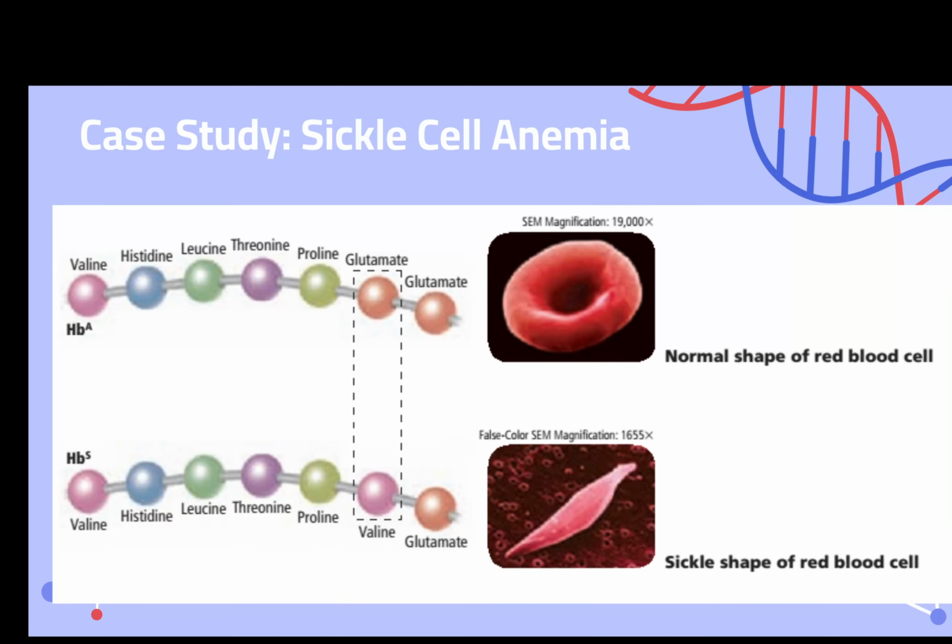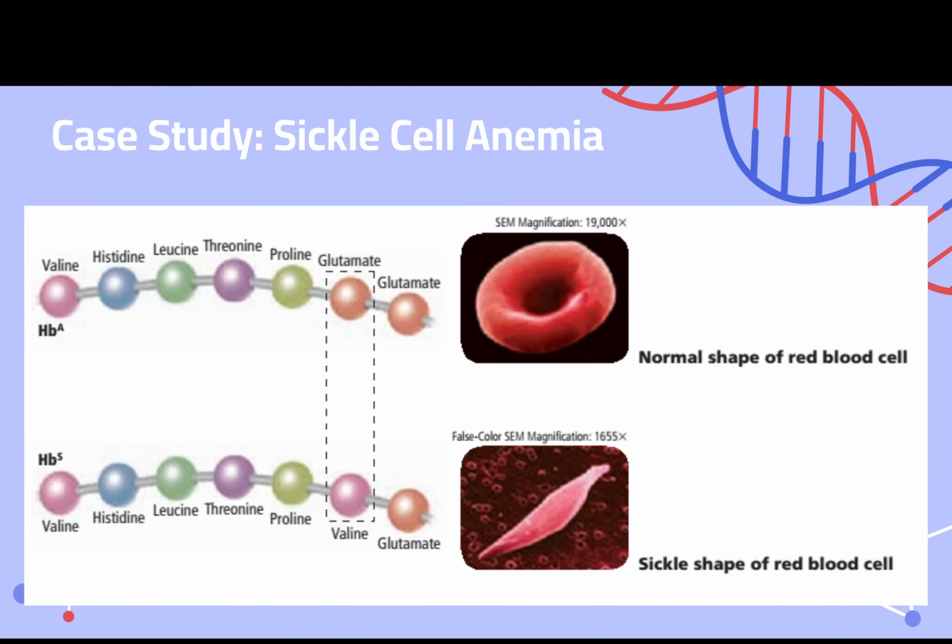So I'm not going to explain the basics of how it works, but we all should know by now how the codons work. So instead of the glutamate codon, we get the valine codon, which makes the red blood cells sickled. So it's basically an issue of base substitution. So this is a type of mutation that causes an issue in people with sickle cell anemia.